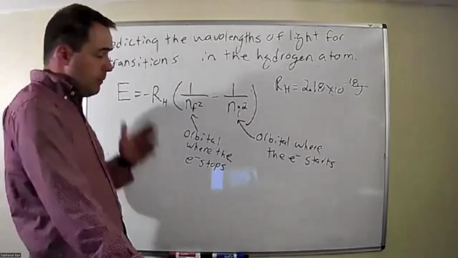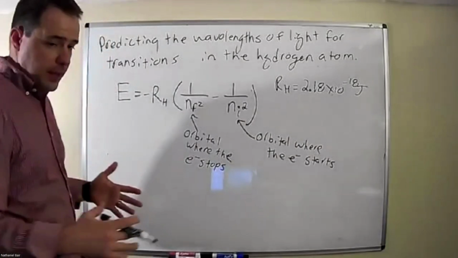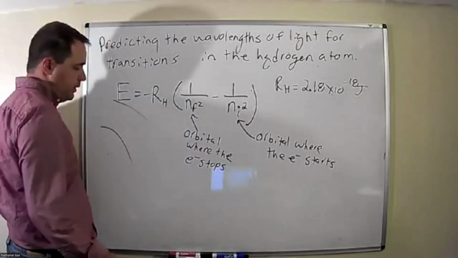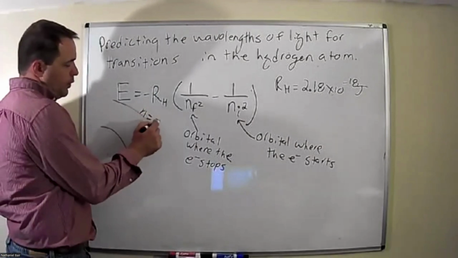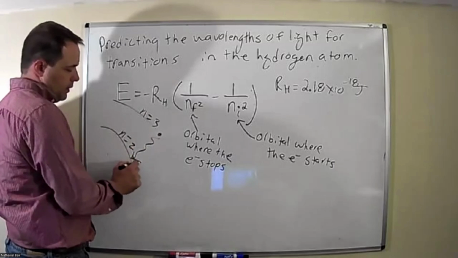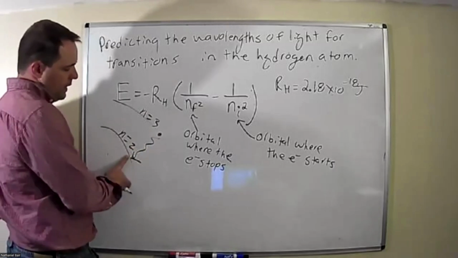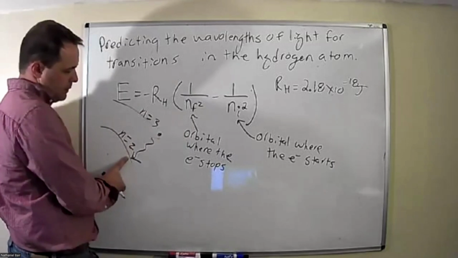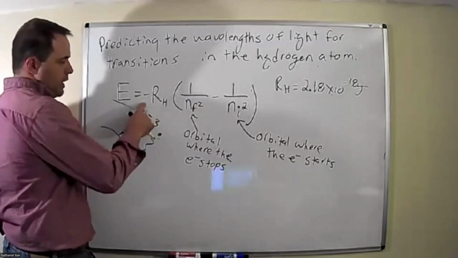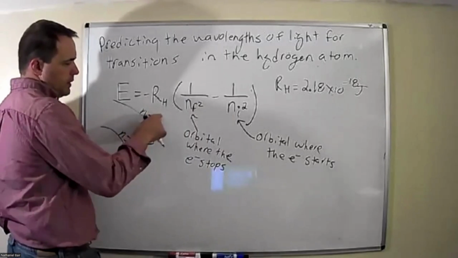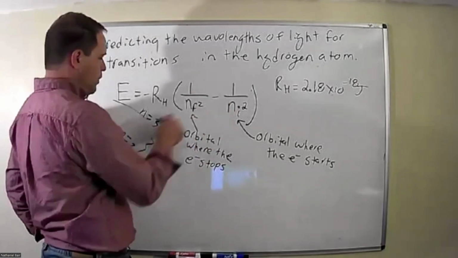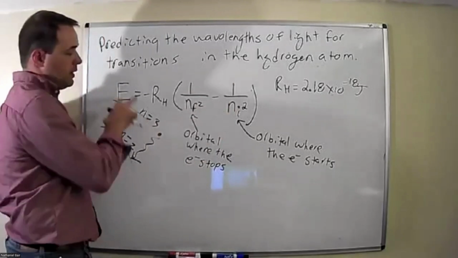So for example, we'll do one here in a second, but let's say I wanted to calculate the energy of an electron going from the third orbital to the second orbital. Well, if the electron's going here, the final would be 2. That's where it stopped. And the initial would be 3. That's where it started. So we would do negative 2.18 times 10 to the negative 18th times the quantity 1 over 2 squared minus 1 over 3 squared. That's it. And that would get us the energy.